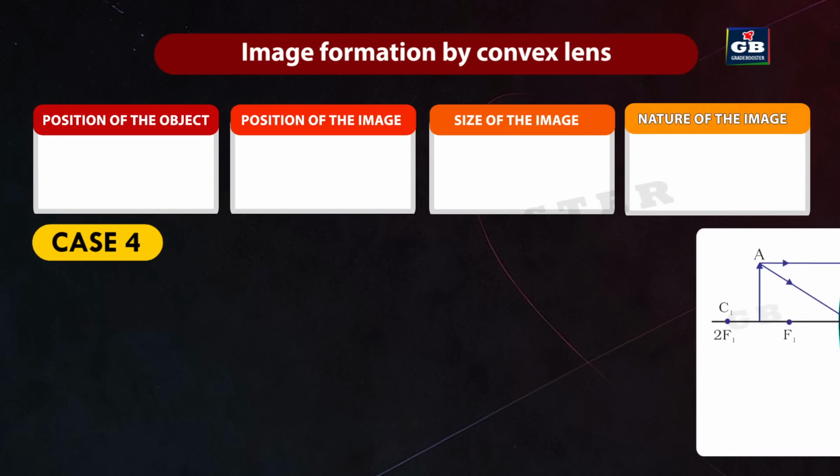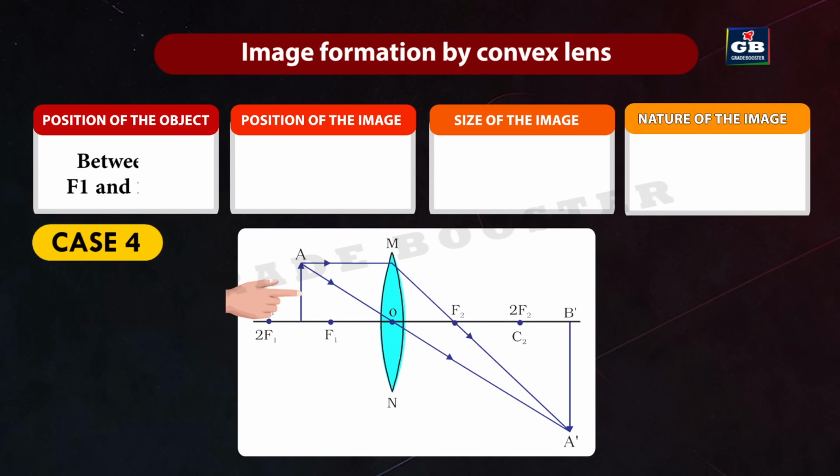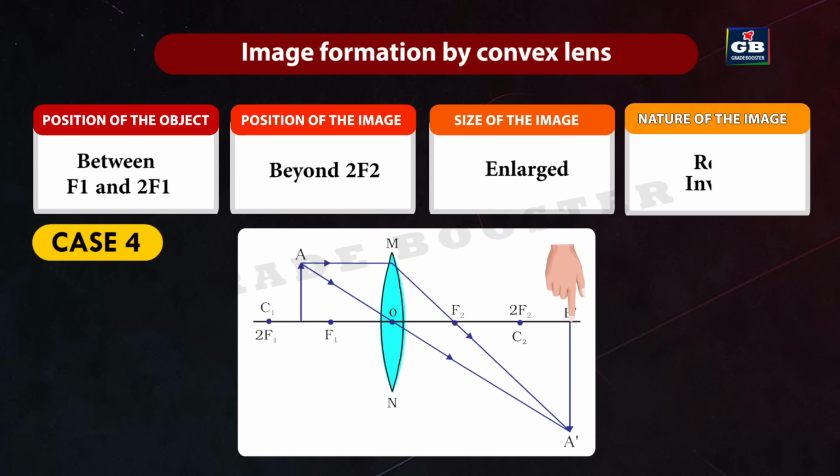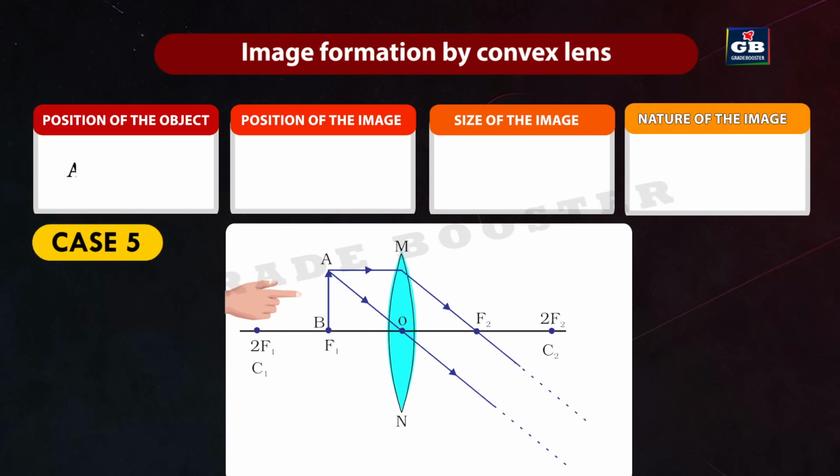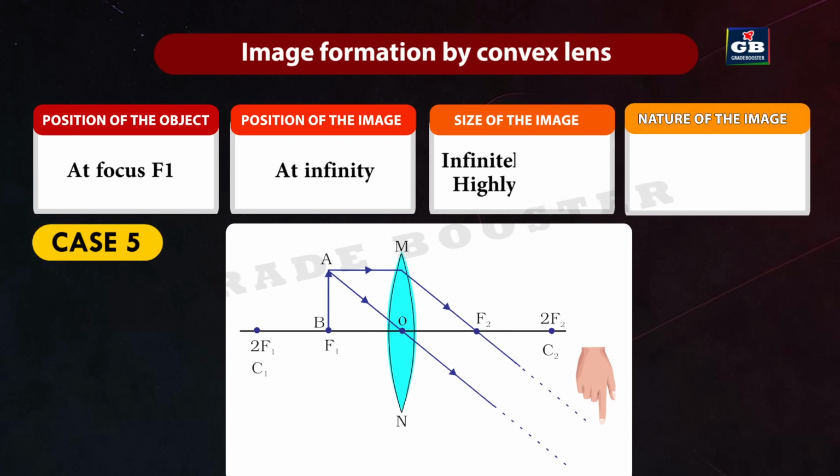Case 4. If the position of the object is between f1 and 2f1, the position of the image will be beyond 2f2. The relative size of the image is enlarged. The nature of the image is real and inverted. Case 5. If the position of the object is at focus f1, the position of the image will be at infinity. The relative size of the image is infinitely large and highly enlarged. The nature of the image is real and inverted.